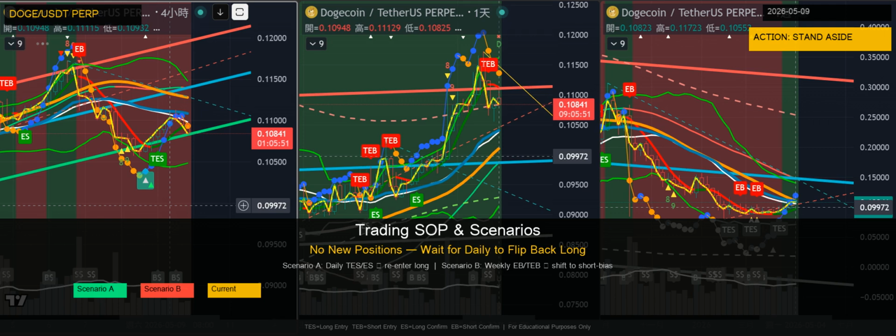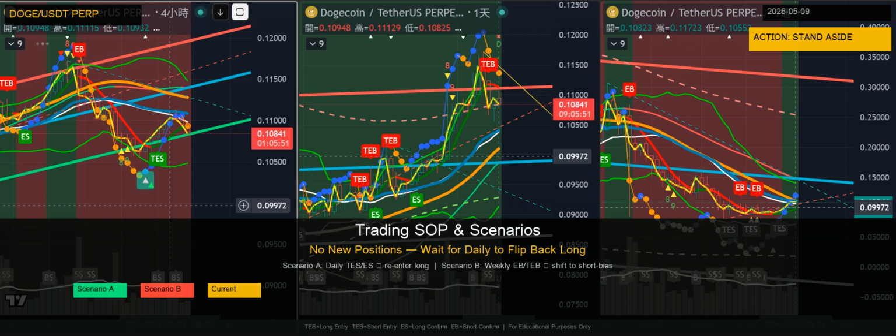Here is why. The weekly TS cluster is still valid. You cannot chase short against a weekly long recovery. The daily TEB is now dominant. You cannot open a clean long when the daily has just printed a TEB at the high zone. The 4-hour TS bounce is occurring inside a daily bearish structure. It is not a standard multi-time frame long setup. The lack of a 4-hour ES confirmation makes this bounce even less reliable.